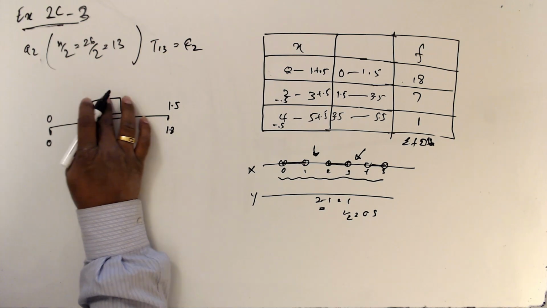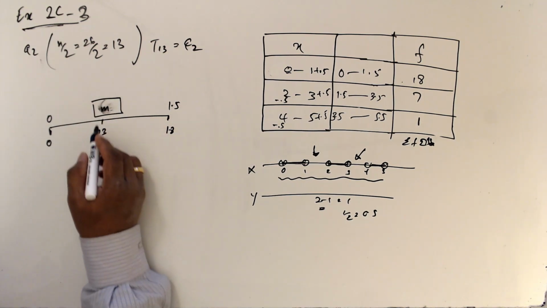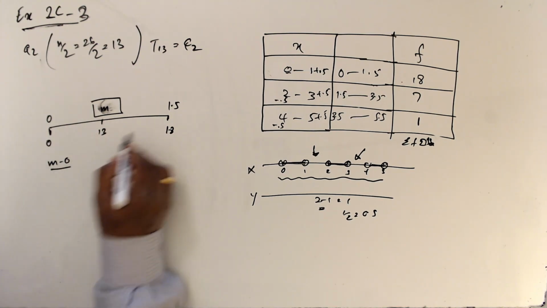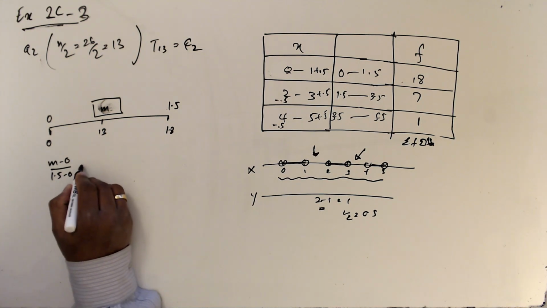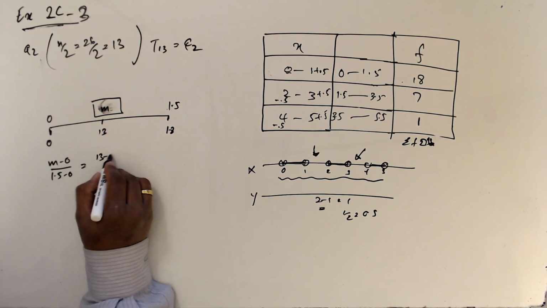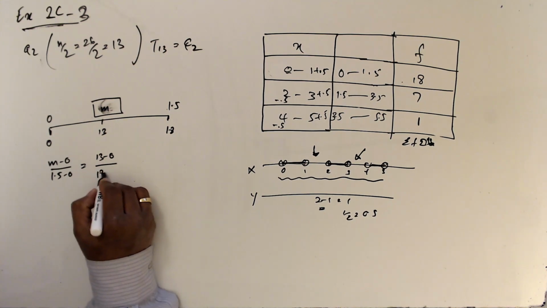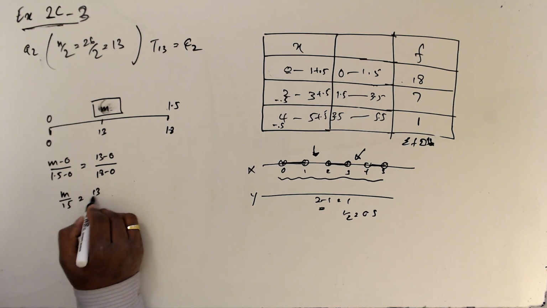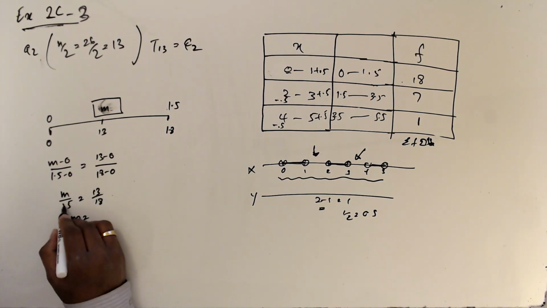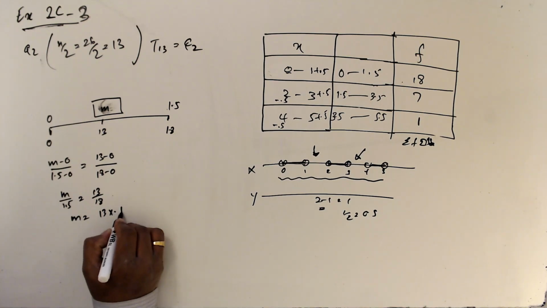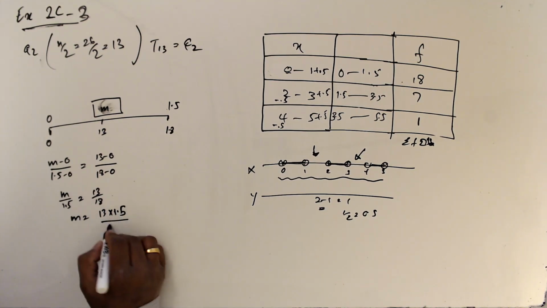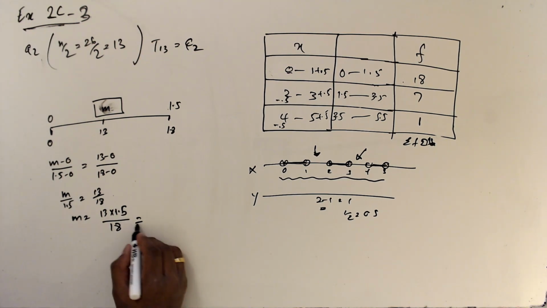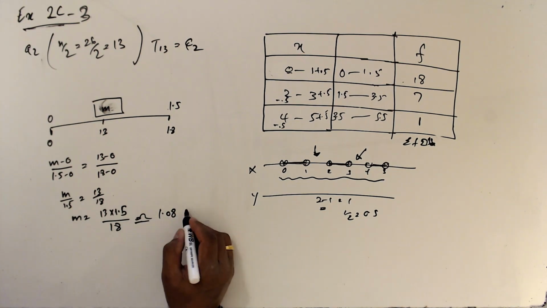So, the median, let's say M value. Then we'll write the interpolation: M minus 0 divided by 1.5 minus 0 equals 13 minus 0 divided by 18 minus 0. So M over 1.5 equals 13 over 18. M equals 13 times 1.5 divided by 18. The value is approximately 1.08.